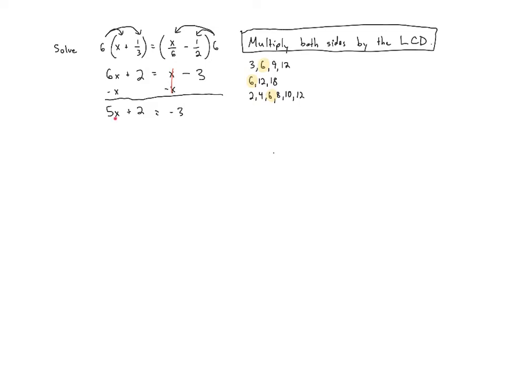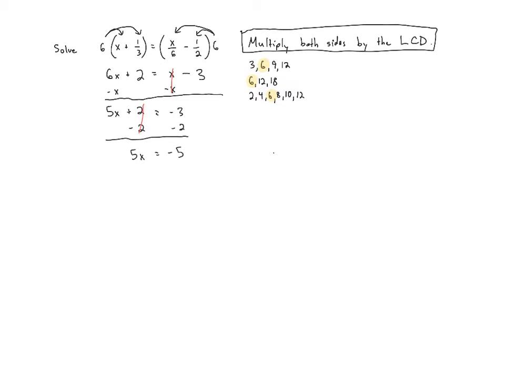Now, we want to get the x alone in the end, so we want to get this 5x term by itself. To do that, we need to get rid of this 2, and the opposite of adding 2 is subtracting 2. So we're going to want to subtract 2 from both sides of the equation. When we do that on the left, the 2's cancel, and we're left with just 5x. On the right, negative 3 minus 2 is negative 5. And so we have 5x equals negative 5.